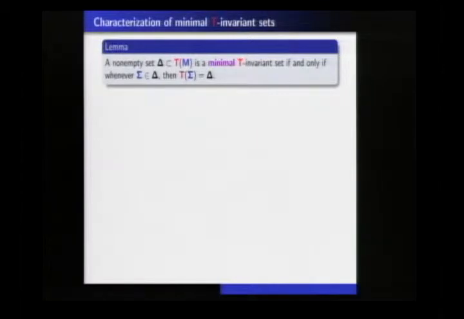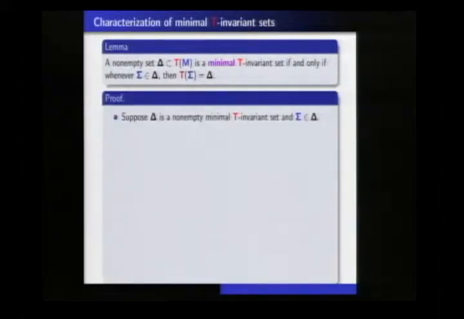Suppose you have a non-empty t-invariant set. I claim that it's a minimal invariant set if and only if, whenever I take a surface in it, T of that surface is the entire set. The proof is just set theory, so let's go through it. There are two implications: minimal invariant set implies this, and this implies minimal t-invariant set. So we're doing the forward implication first.